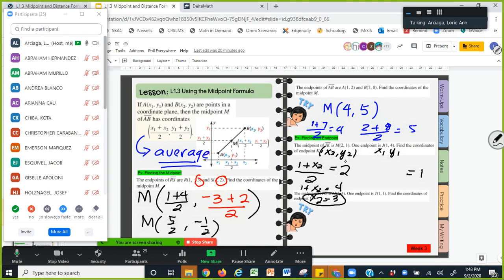So following the same procedure for the y coordinate, your y number here is 4. You're going to add it to the missing y value, and then you divide by 2. You're supposed to get 1 because it says the midpoint has 2, 1. So do the same thing again. 2 times 1 is 2, and then you subtract the 4, so you will get negative 2.